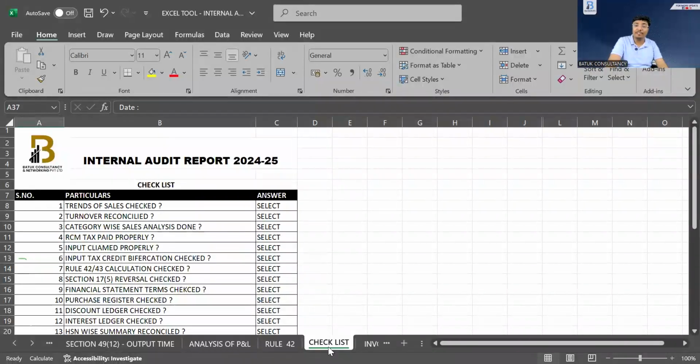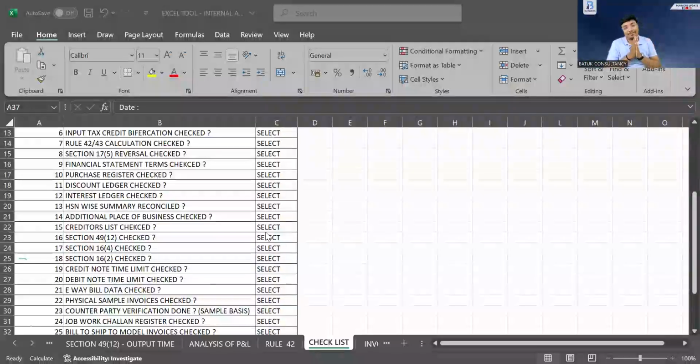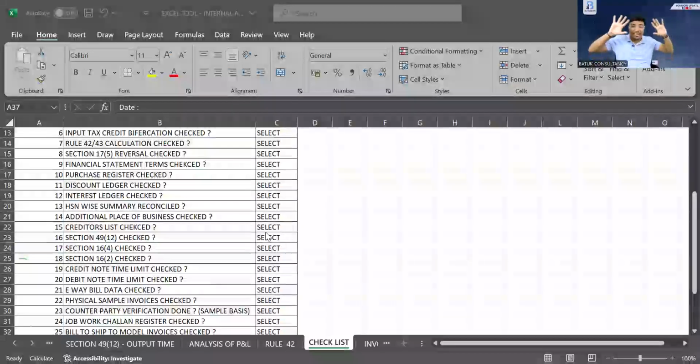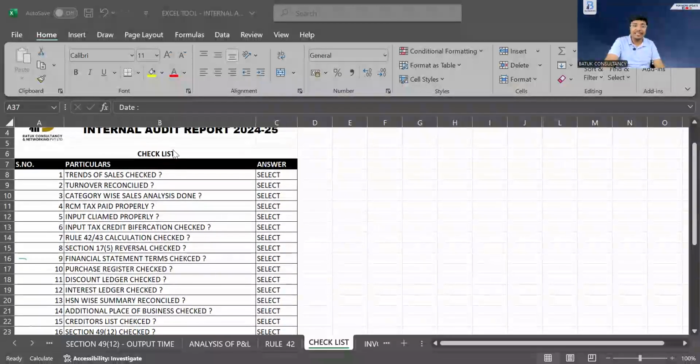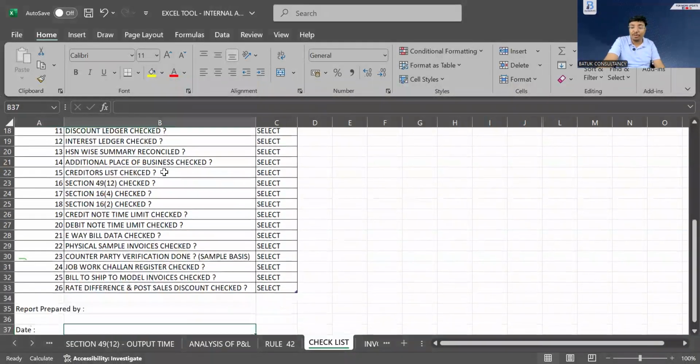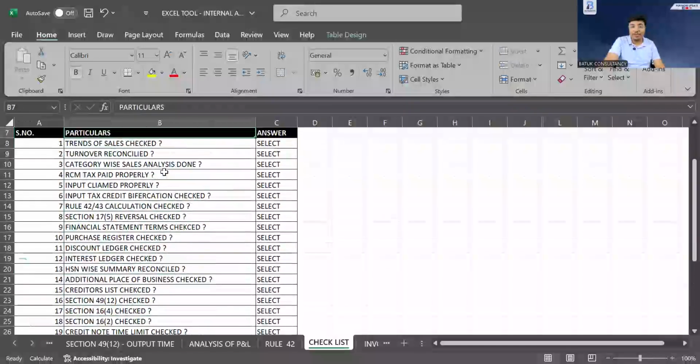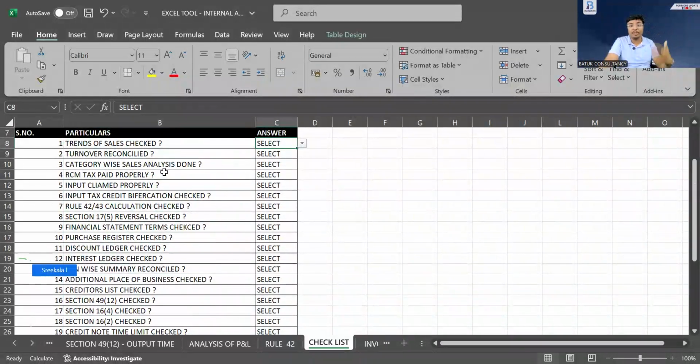Balaji sir, we have also given a checklist of the things you have to check, so that at the end you can easily ensure that everything has been done. When we started our discussion, we took certain journal queries. Now, as we end the Excel sheet, we also need to check whether the trends of sales have been checked, whether there is any issue with the trends, because scrutiny may be selected on the basis of trends. Whether turnover has been reconciled, and whether category-wise sales has been done.